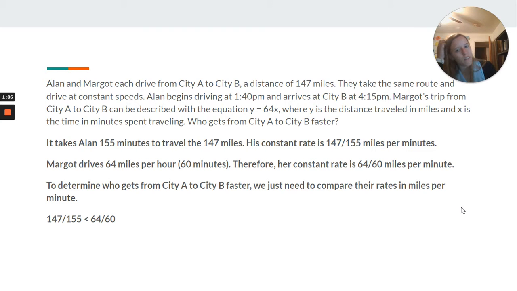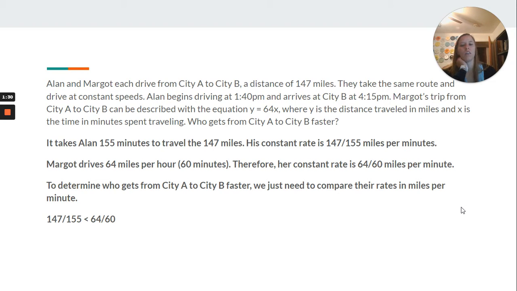Okay, so it takes Alan 155 minutes to travel the 147 miles. So his constant rate is 147 over 155 miles per minute. Margot drives 64 miles per hour, 60 minutes. So therefore her constant rate is 64 over 60 miles per minute. So to determine who gets from City A to City B faster, we just need to compare their rates in miles per minute.